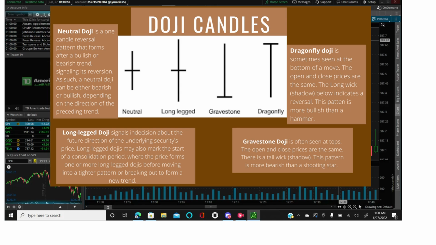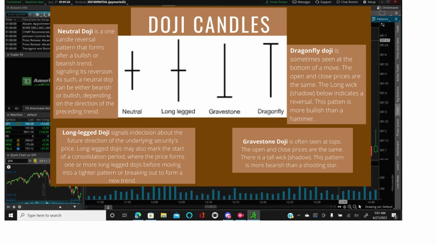So then we have the dragonfly doji. This sometimes is seen at the bottom of a move. The open and close prices are usually the same. The long wick below indicates a reversal to the bullish side. So that would be like at the end of a downtrend. And if you've seen a dragonfly doji, it could potentially mean that it's going to the upside.